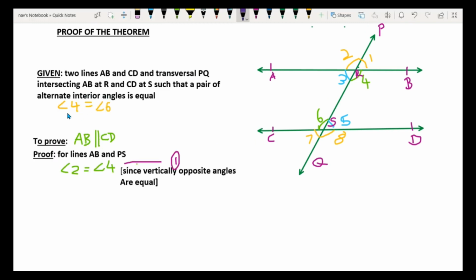In the given, it is given that angle 4 is equal to angle 6. This is given. So we will write that here. Angle 4 is equal to angle 6. This is given information. We have to write the reason also. Now let us name this as equation 2.